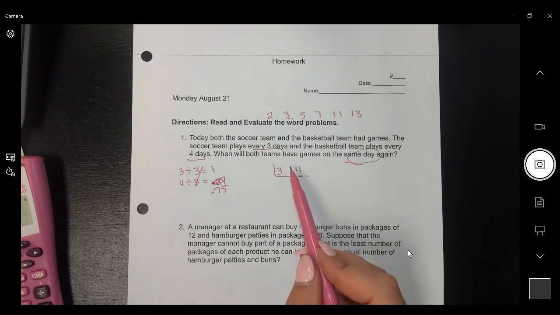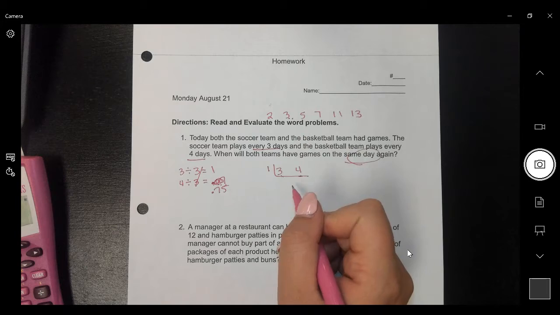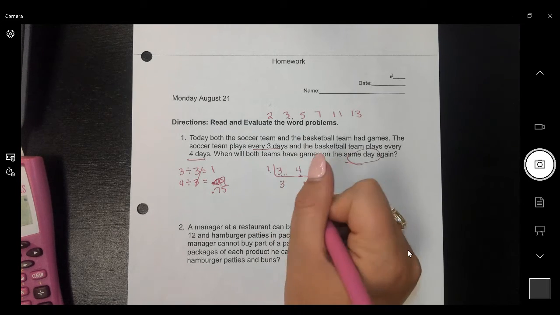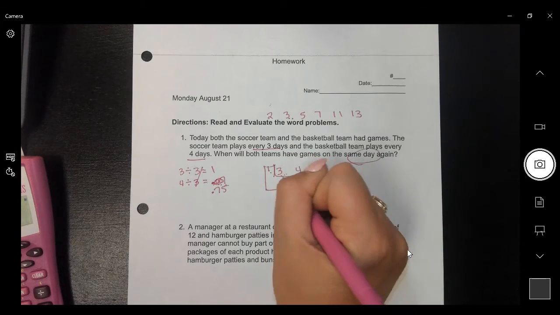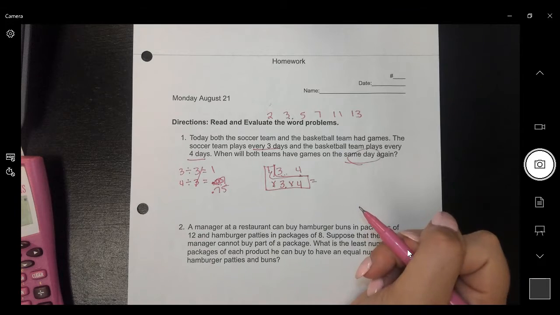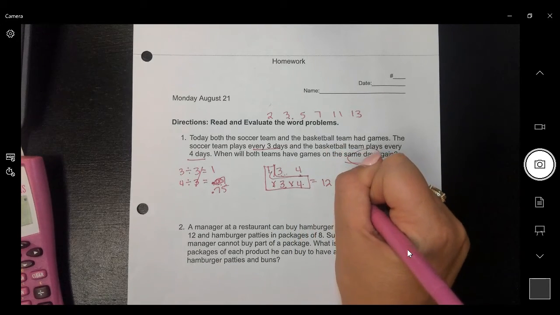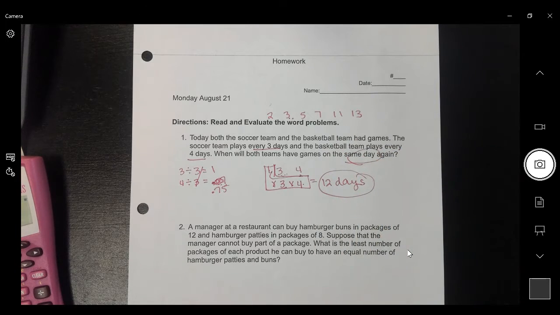I can't go any larger because I can't go larger than 3. So the only thing I have left is a 1. So 3 divided by 1 is 3. 4 divided by 1 is 4. That's as low as I can go. So I draw my L and I multiply it. 1 times 3 is 3. 3 times 4 is 12. So every 12 days, they're going to have a game on the same day.